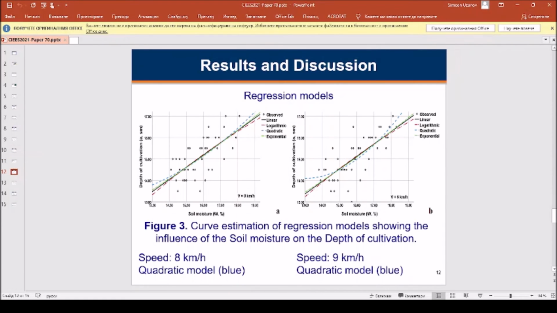The estimation of the curves of the models determining the relation between soil moisture and depth of cultivation at speeds of 8 km per hour and 9 km per hour is presented in figure 2. The quadratic models in blue best describe the studied dependencies for both observed speeds.